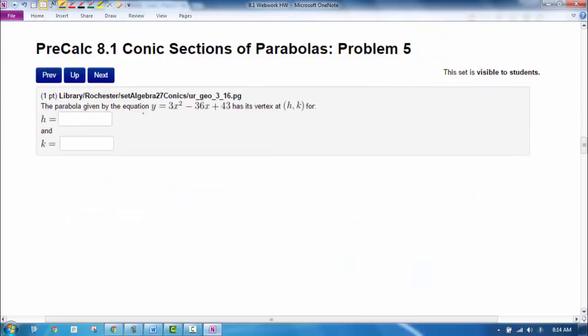All right, the next problem gives us this equation and has a vertex, wants us to find it. So we're going to have to complete the square on this. We did this earlier in the year, actually. I don't know if you remember. It's been a while, but this is no different. In fact, I'm going to move the 43 to the other side, so I have y minus 43. And then I'm going to complete the square.